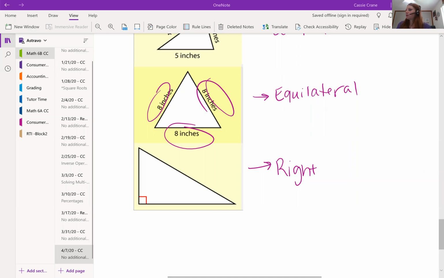So far, y'all are looking good. A couple of y'all are on fire. Nice job. Looks like we're pretty good at triangles, guys.